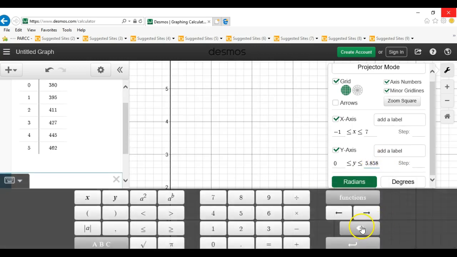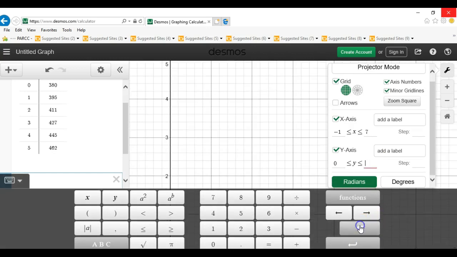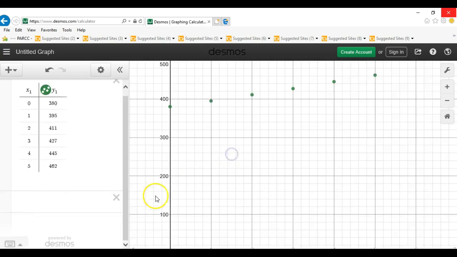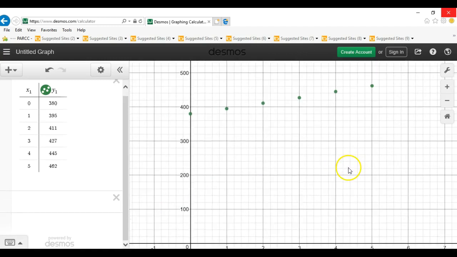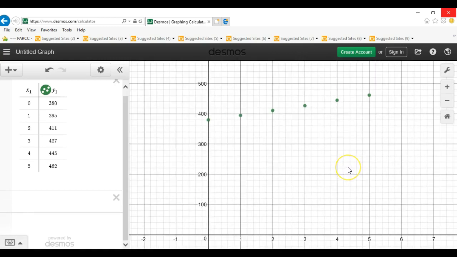And then our maximum value for y is 462, so let's go up to 500. And then all of a sudden you can see our ordered pairs. They don't super look exponential, like an exponential function, but let's have Desmos draw the graph for us, and it's just finding the best exponential function to fit this data set.